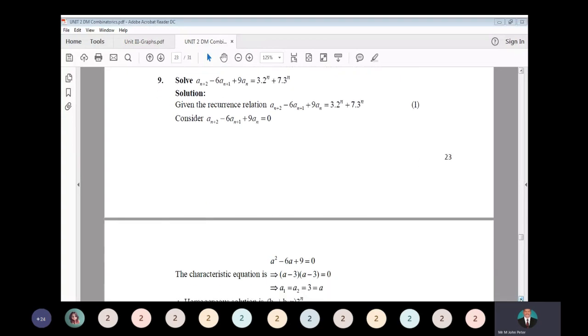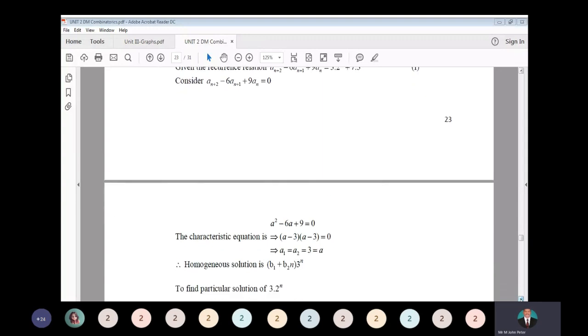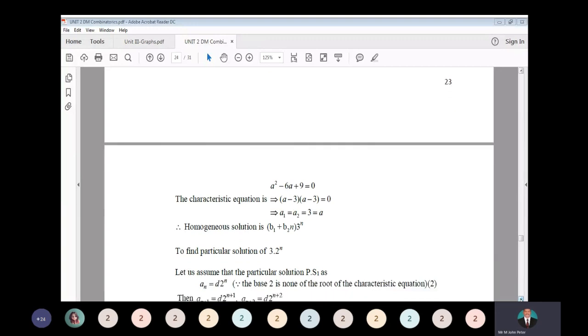Solve a n plus 2 minus 6 times a n plus 1 plus 9 a n is equal to 3 into 2 power n plus 7 into 3 power n. So the given recurrence relation is a n plus 2 minus 6 a n plus 1 plus 9 a n equal to 3 into 2 power n plus 7 into 3 power n. Consider a n plus 2 minus 6 a n plus 1 plus 9 a n equal to 0. So a square minus 6a plus 9 equal to 0, a minus 3 into a minus 3. Solving the equation, you get a minus 3 whole square. So it is a repeated root with value 3.